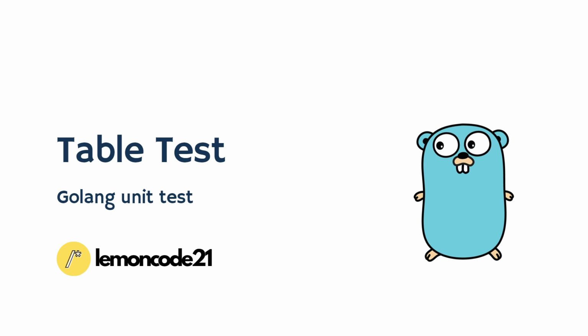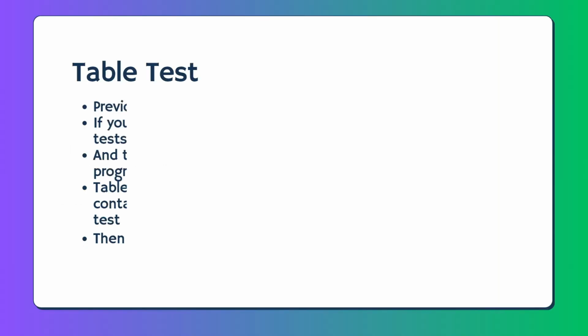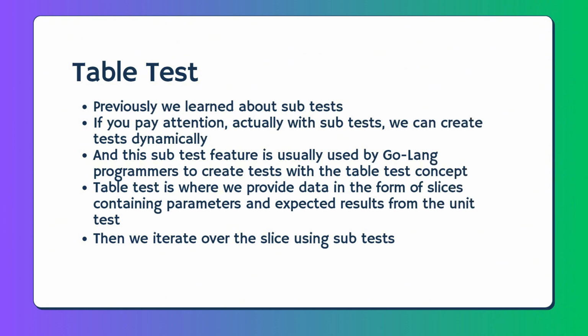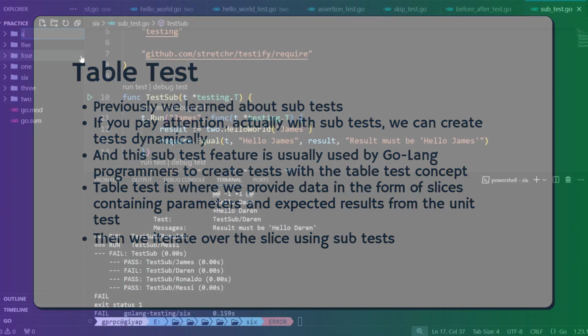Table test. Previously, we learned about subtests. If you pay attention, actually with subtests, we can create tests dynamically. And this subtest feature is usually used by Golang programmers to create tests with the table test concept. Table test is where we provide data in the form of slices containing parameters and expected results from the unit test. Then we iterate over the slice using subtests.